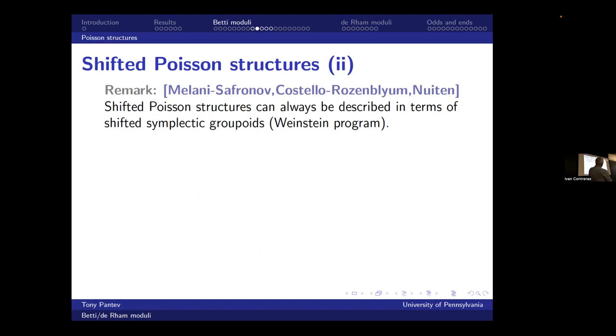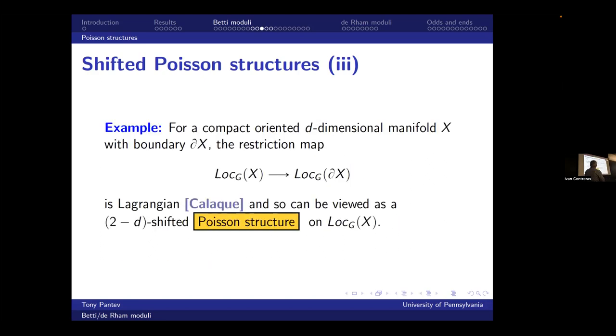So the theorem was, Pavel mentioned it yesterday, it's the theorem of Melani and Safronov. But basically what it says is that shifted Lagrangian structures are the same as shifted Poisson structures on the source. Or at least, the Melani-Safronov theorem, which is the one we are using, says that if you have a shifted Lagrangian structure, then you get the shifted Poisson structure. And so in particular for a compact oriented D-dimensional manifold with boundary, the restriction map is Lagrangian by Calaque's argument, and so it gives you a shifted Poisson structure.